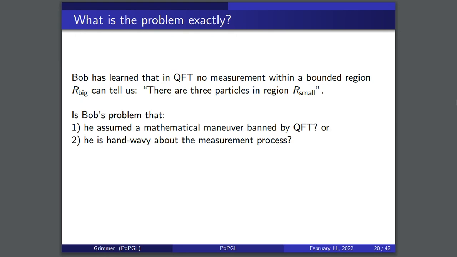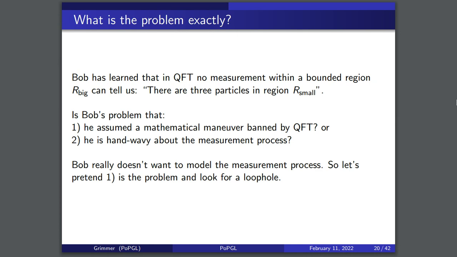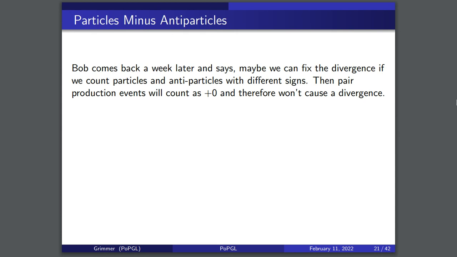Is Bob's issue, again, that he assumed a mathematical maneuver banned by QFT? Is it a mathematical problem Bob has, or does he have a methodological problem that he's waving his hands about the measurement process? Bob really doesn't want to model his measurement process, though, and so let's pretend the problem's mathematical, and let's look for a mathematical loophole that gets us around this issue. And this is the last one of these I'm doing, so don't worry, the conversation ends soon.